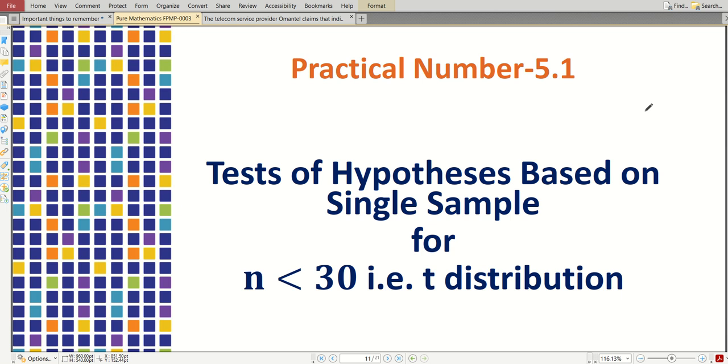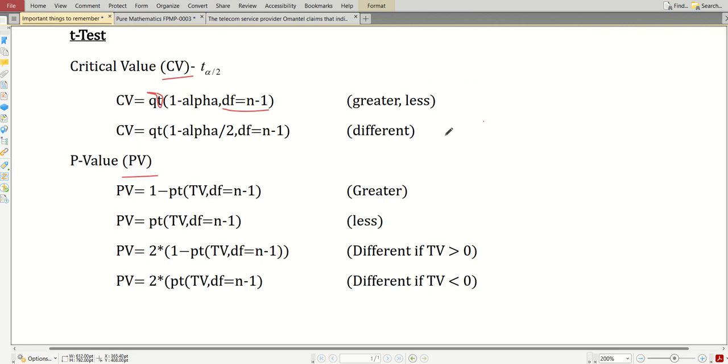Hello students. In this video, we are going to discuss the testing of hypothesis based on a single sample when n is less than 30. If n is less than 30, we use the t-test to check the hypothesis. If you remember, these are the simple formulae to calculate the critical value, the value of T alpha by 2, and the p value.